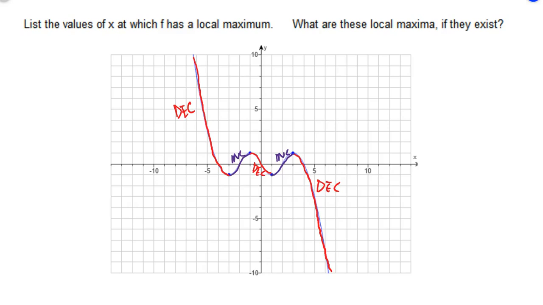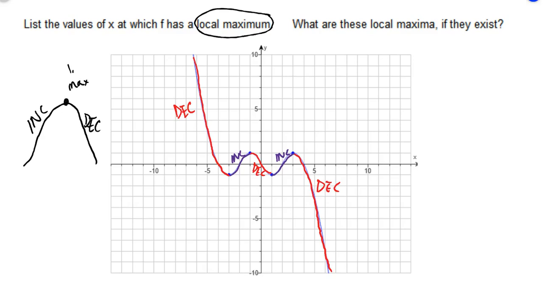When I'm looking for a local maximum, maximum meaning highest or largest, I'm looking for the places when the graph changes from increasing to decreasing. If it changes from increasing to decreasing, it creates a peak, which is a maximum, a local maximum. And that's happening in a few places along this graph. Right here, we see a change from increasing to decreasing, which creates a local maximum. And here's another point where the graph changes from increasing to decreasing, creating that little peak.